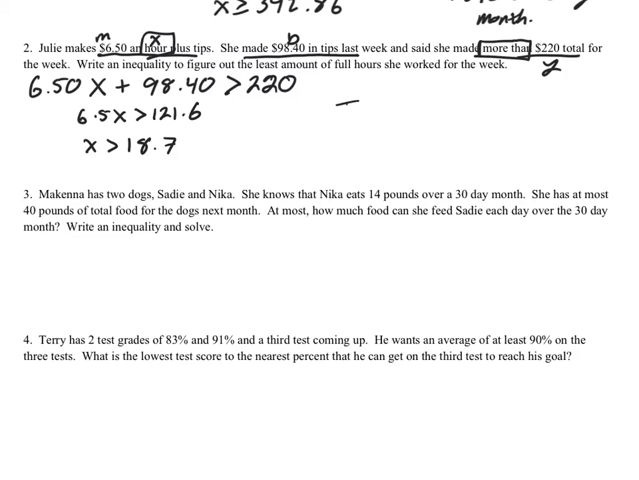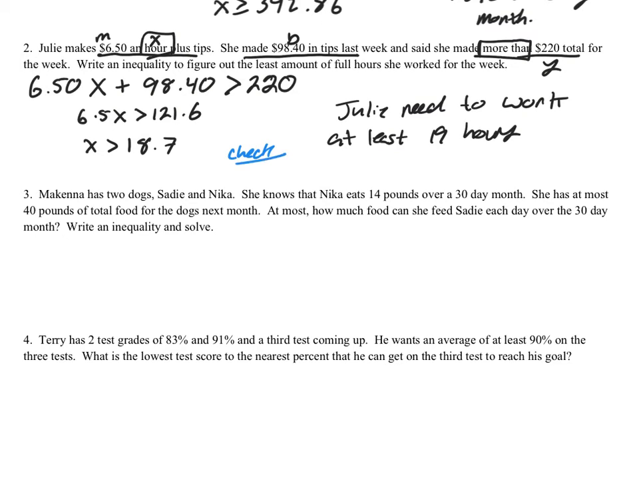So we're going to say that Julie needs to work at least, excuse me, I think I started writing more than, at least 19 hours. So let's just check that that makes sense. Let's plug 19 hours into our equation here real quick as a check.